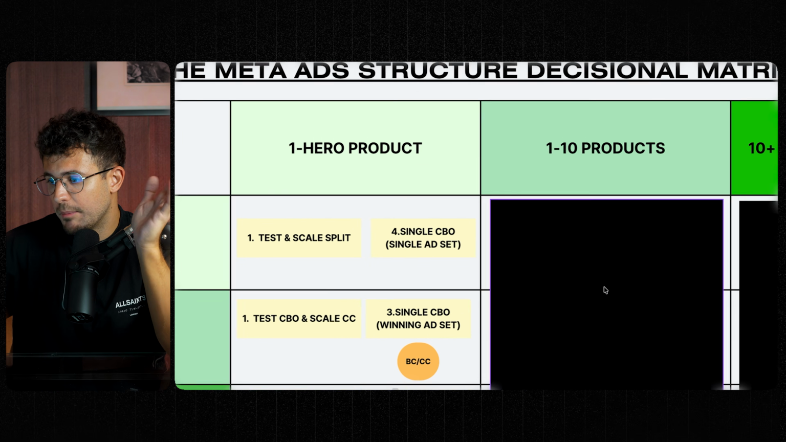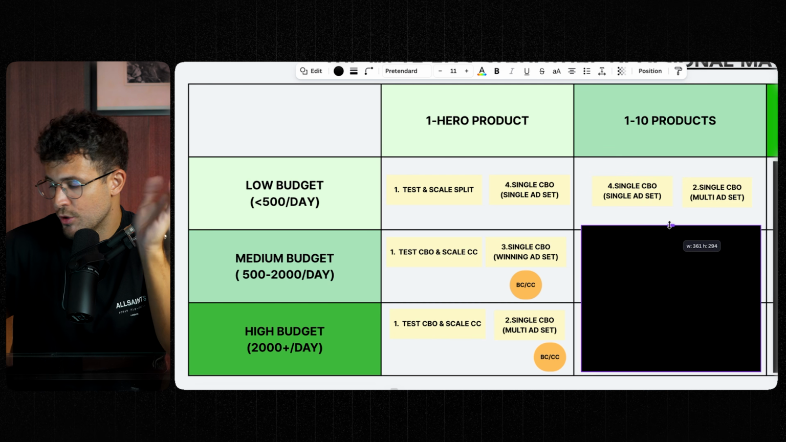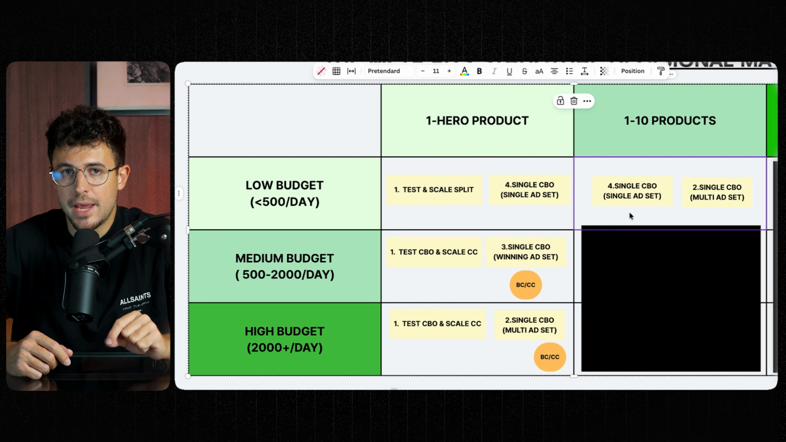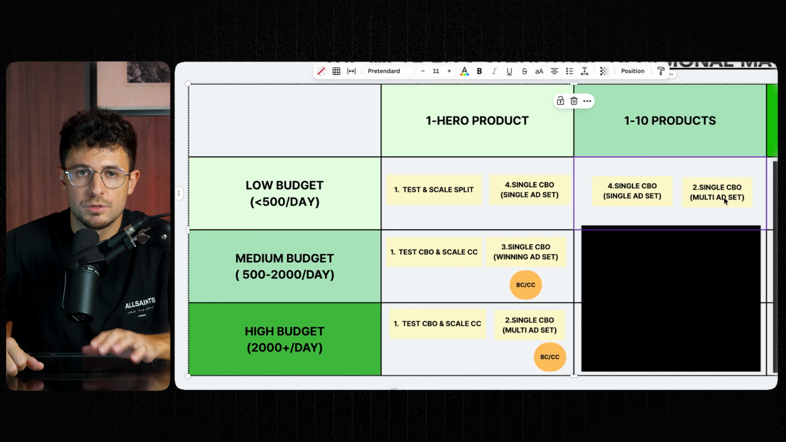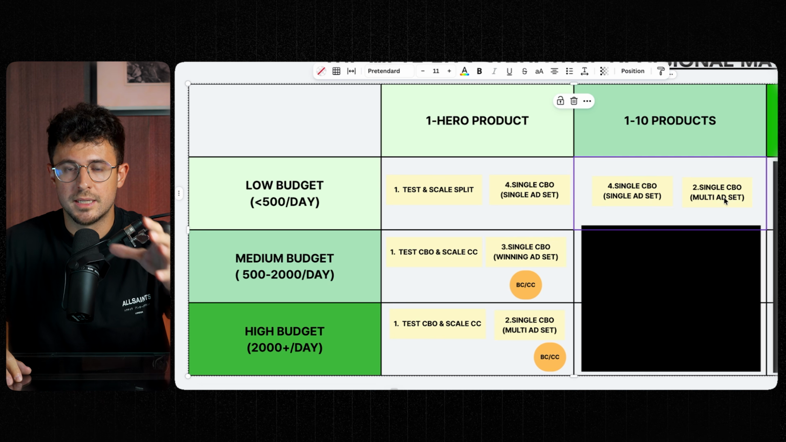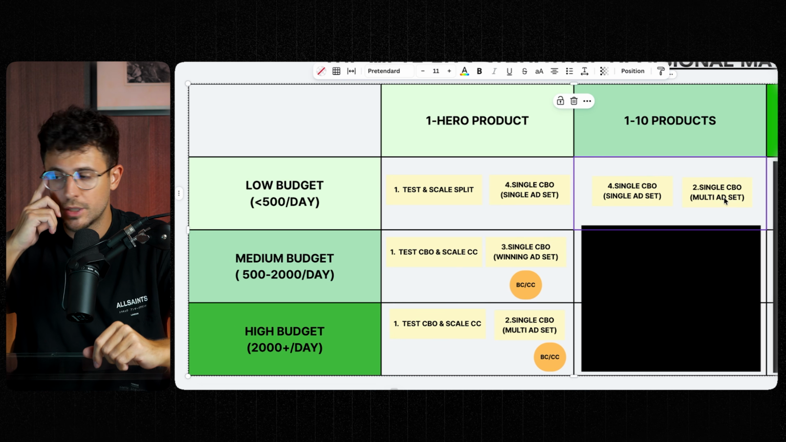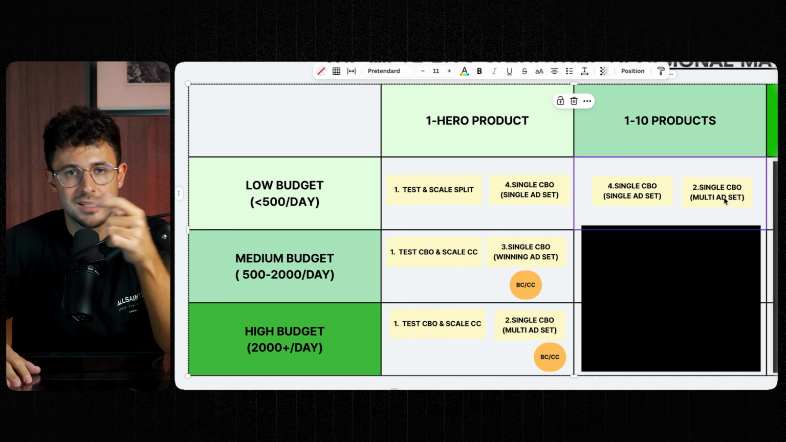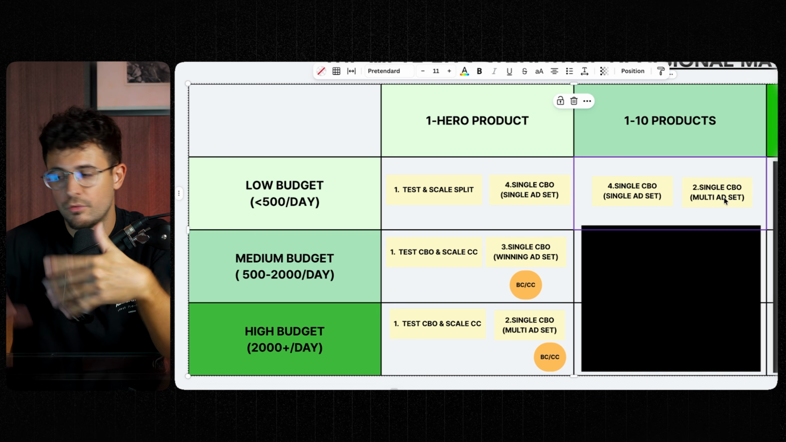Now, if you have 1 to 10 products and the budget is less than 500 a day, in this case, you can go with a single CBO, single ad set, and you want to have one campaign per product, or you can have a single CBO multi-ad set, of course, one per product. So the situation is basically as simple as one single CBO, one ad set, all created inside for one product. You have 2, 3 products, you have one of each for each product, or same structure. The only difference is that instead of launching the ads within the same ad set, you launch them as a batch, a new ad set inside each campaign for each product.